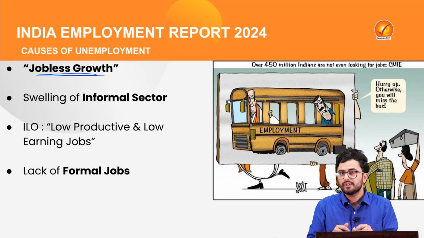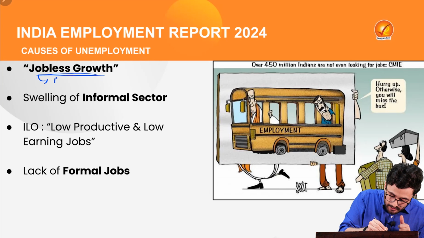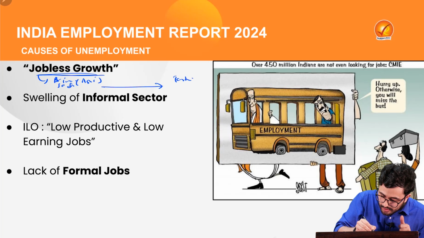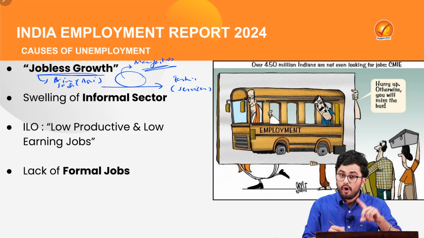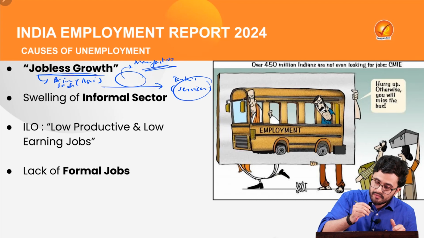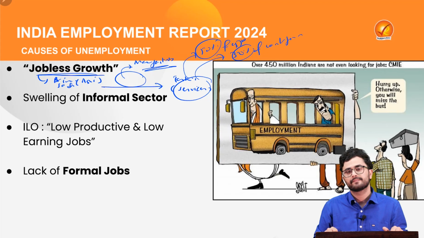Various economic experts attribute this jobless growth to a major cause, and that was bypassing the primary sector, that is agriculture, and jumping to the tertiary sector or services led growth, thus bypassing the labor intensive manufacturing sector. For example, even though the service sector contributes 50% of our GDP, it only employs 30% of our workforce.